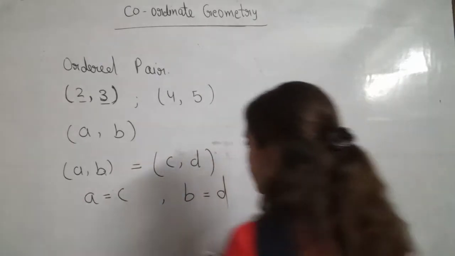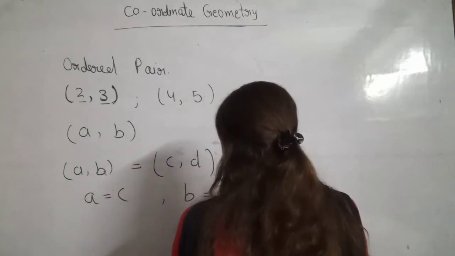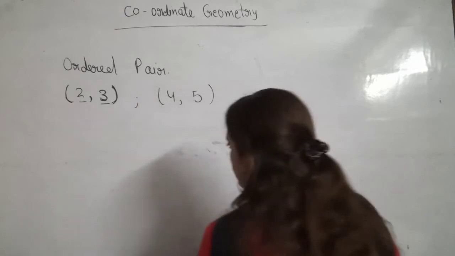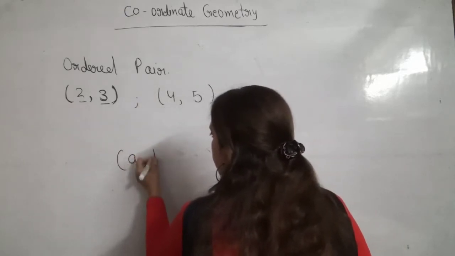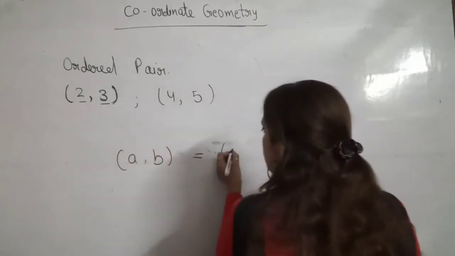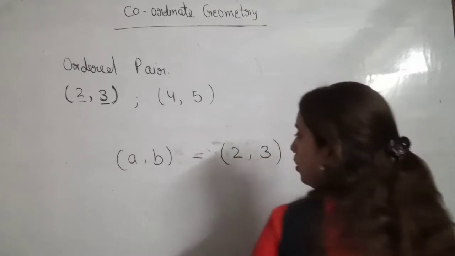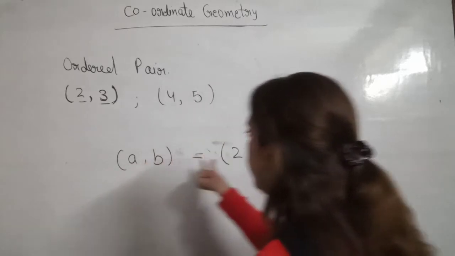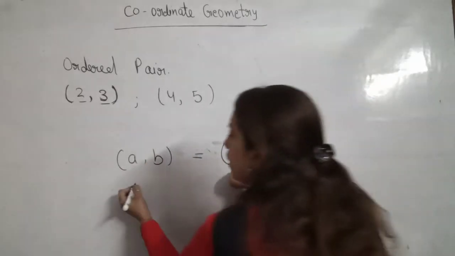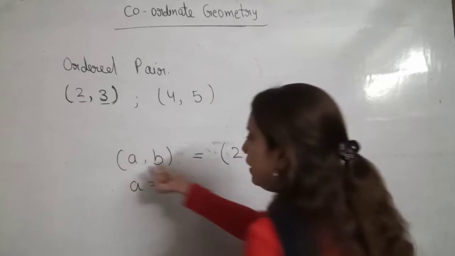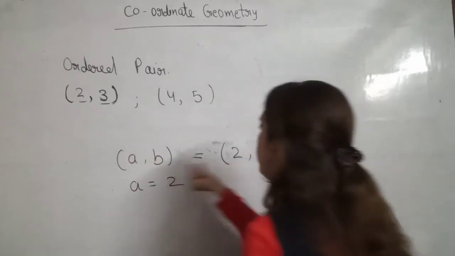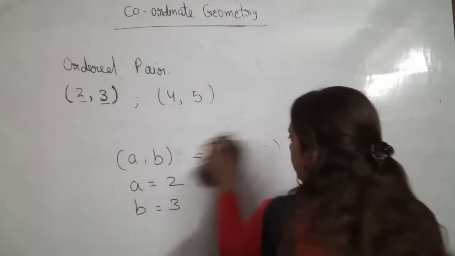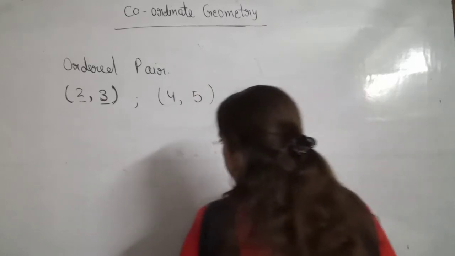Okay, so let's understand with an example. Suppose we are having (A, B) equal to (2, 3), and this is an ordered pair. So the first component A is equal to 2. So the value of A will be 2 and the value of B is equal to 3. Suppose we are having another example.